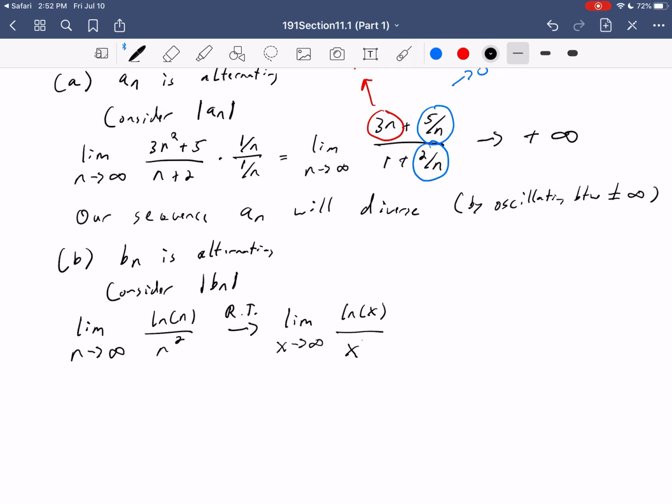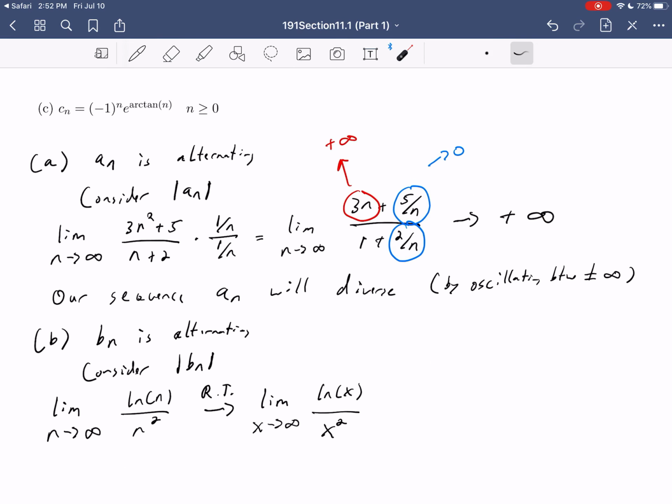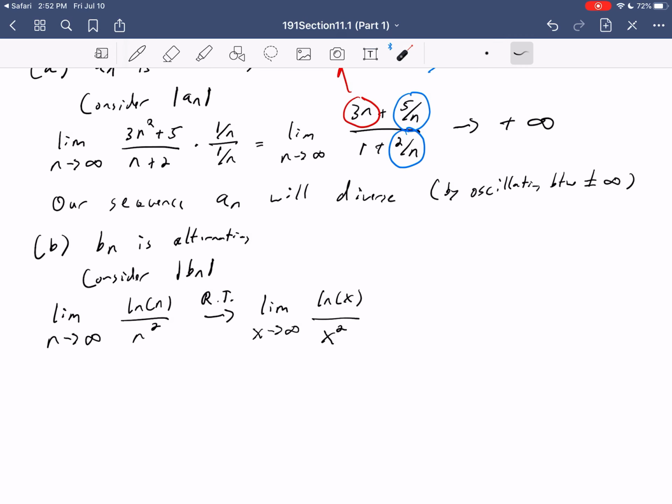You might say to yourself, well, that seems contradictory. Didn't we say that replacement theorem doesn't work with alternating? Exactly. We're not using the replacement theorem on the alternating. We're using it on the absolute value that doesn't have the alternating piece. That's why it's so important that we talked about this theorem that says to analyze the behavior of an alternating sequence, you analyze the absolute value. By analyzing the absolute value, you're back to things where you can use that replacement theorem. So we're not using the replacement theorem on the actual alternating sequence. We're using the replacement theorem on its absolute value.